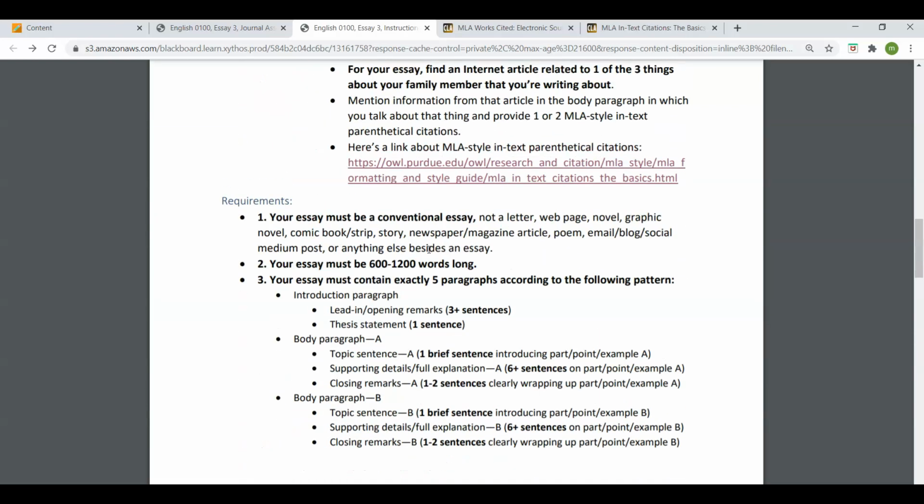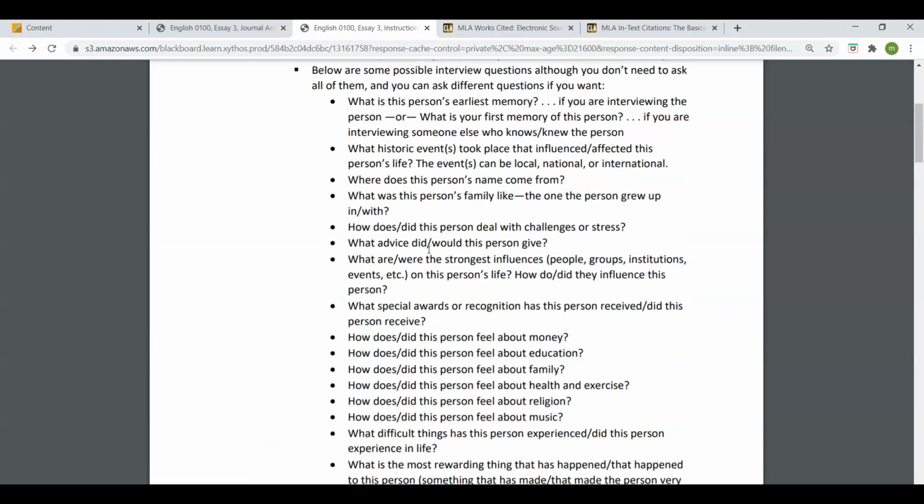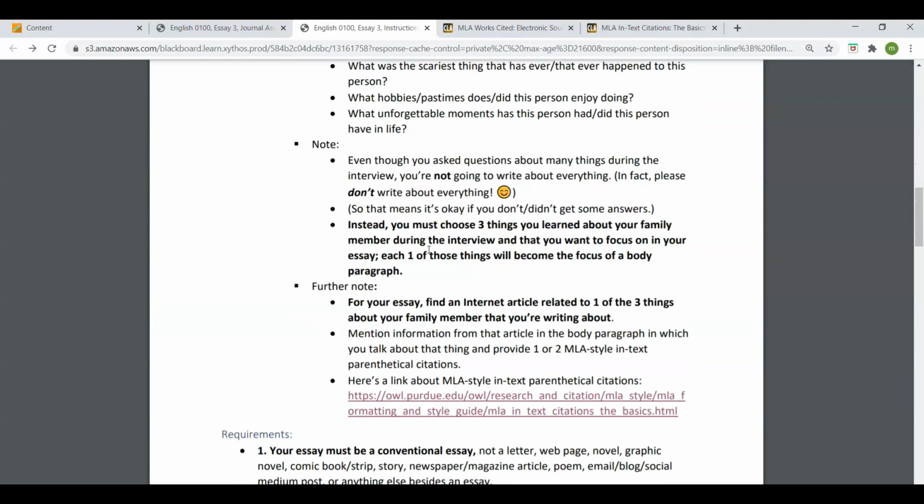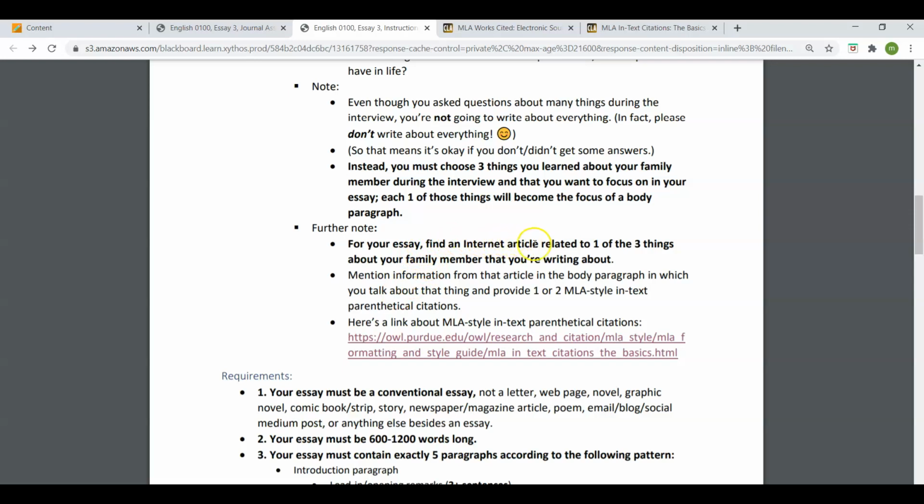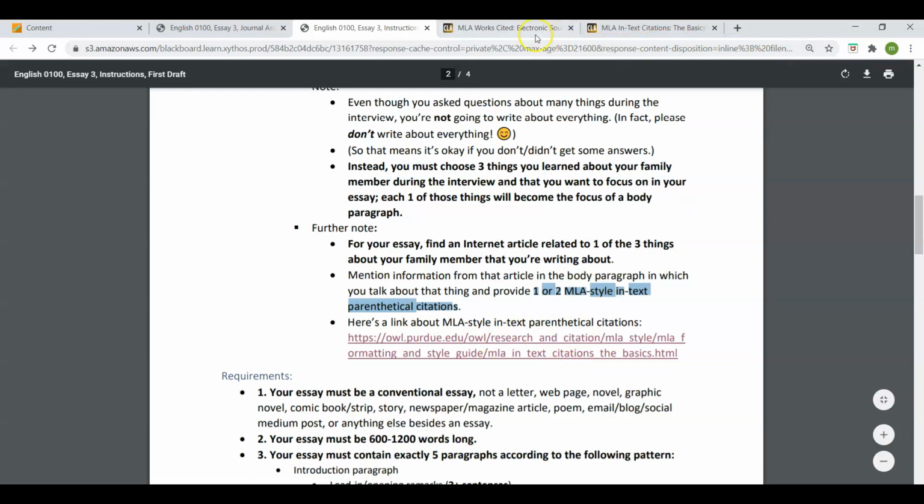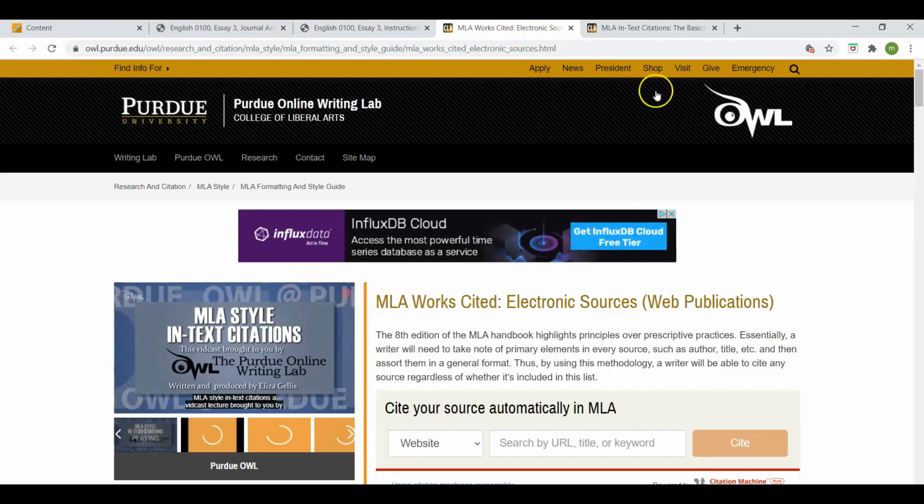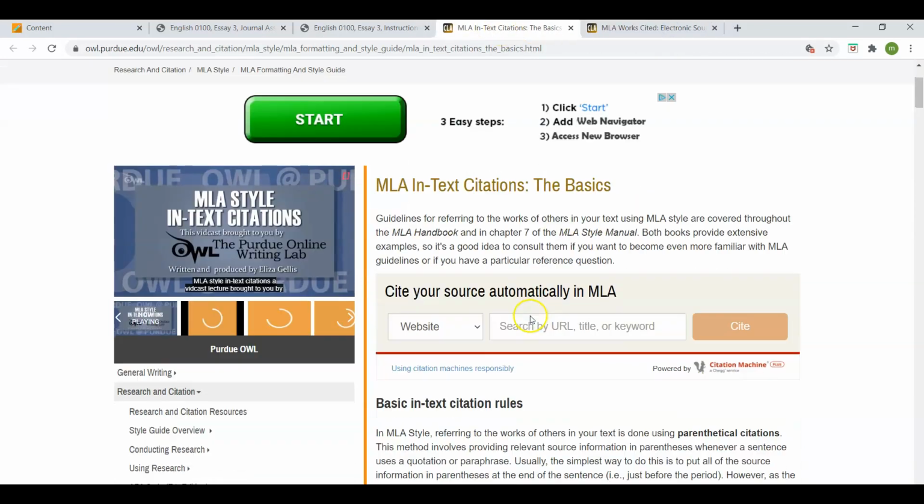This is the second page of the instruction sheet. For your essay, find an internet article related to one of the three things. Mention information from that article in the body paragraph in which you talk about that thing, and provide 1 or 2 MLA style in-text citations. Here is the link for citation. So when I clicked on that link earlier, right, it took me to this one, okay?